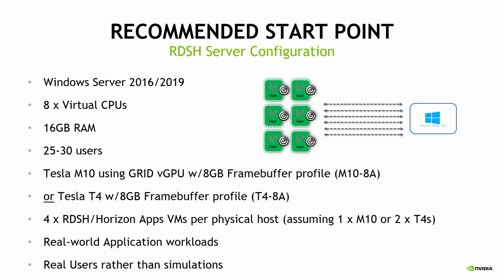Okay, so put 2 Tesla T4s in the machine and it'll give you roughly the same density as a single M10. We recommend giving our XenApp server or our RDSH server quite a lot of frame buffer. So the more sessions you have across that, the more the frame buffer is going to get exhausted. And we reckon that with an 8 gig frame buffer on either the M10 or T4, you could expect to get about 25 to 30 users maximum on that RDSH server without the frame buffer being exhausted.